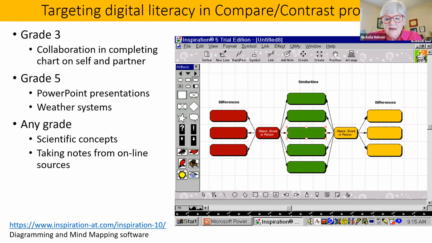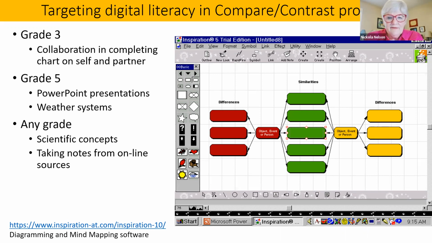So they generate a list of how they are alike, their similarities list, and type that in. Maybe they can pick some clip art, which is great for categorization and vocabulary development. And then they can also put their names in and describe ways that they may be different from each other.